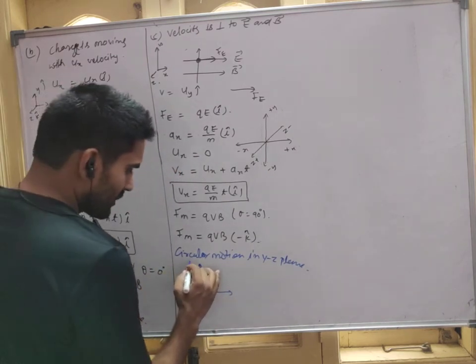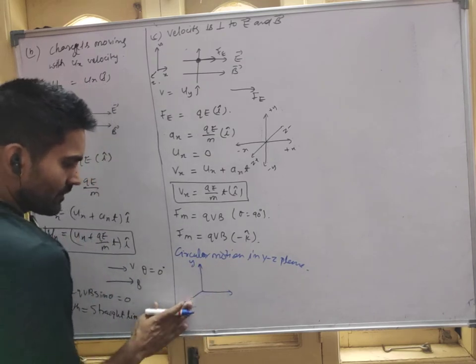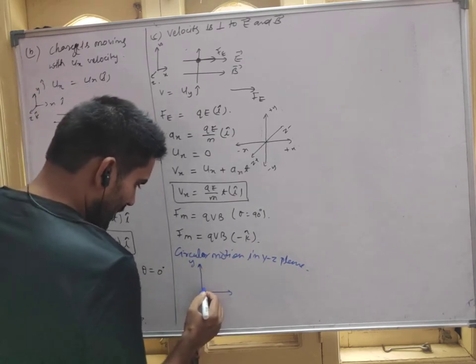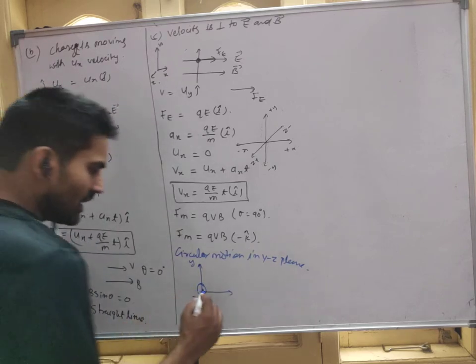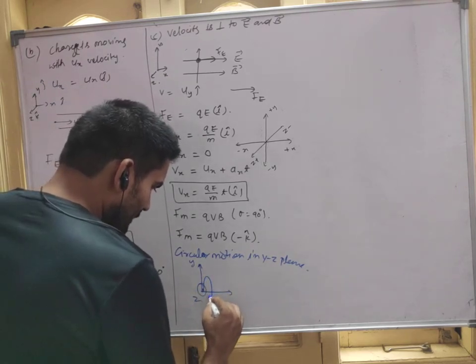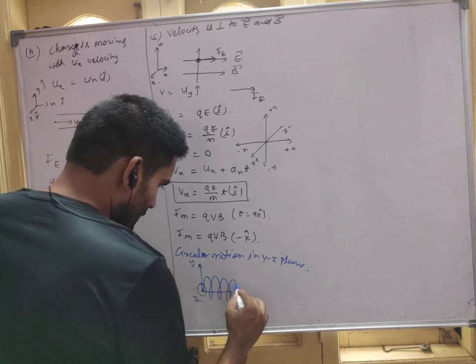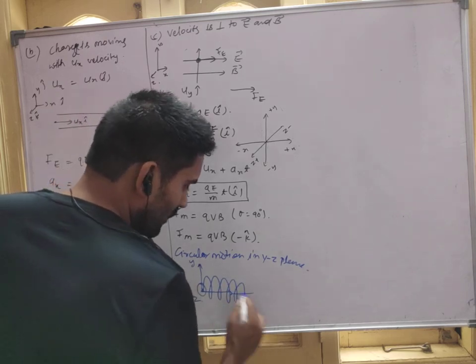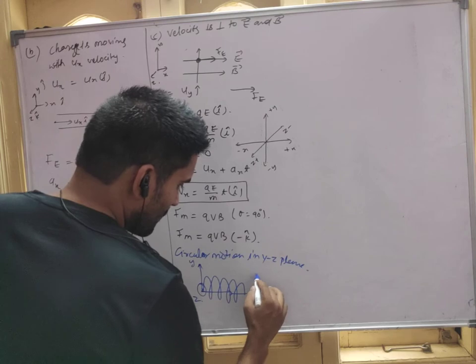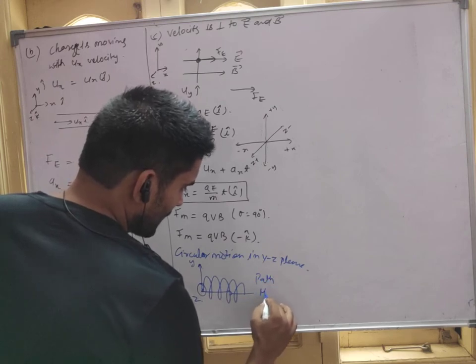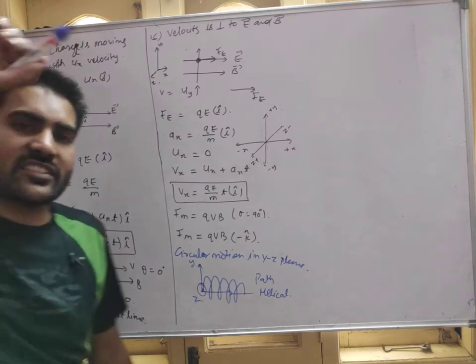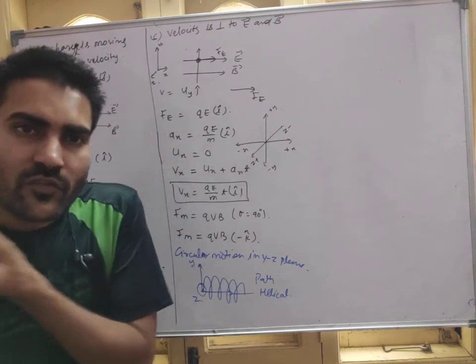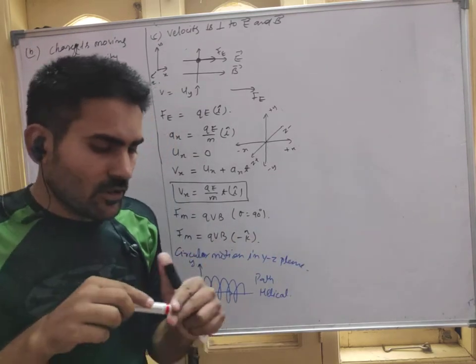See, it is like this. Okay, this is Y, Z. Let's say Z is here, coming out of the plane. So it will rotate like this. So how will the path be? Guys, the path will be helical. See, one force is responsible for the rotation, and one force is responsible for the forward motion. Are you getting my point or not?